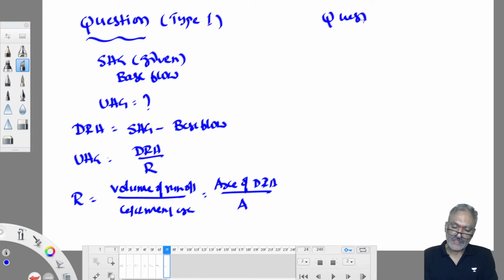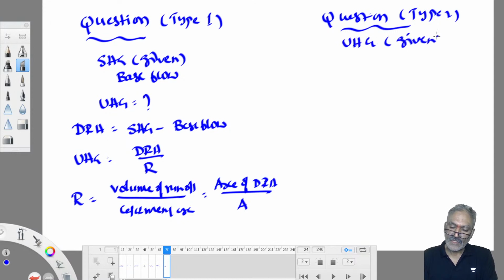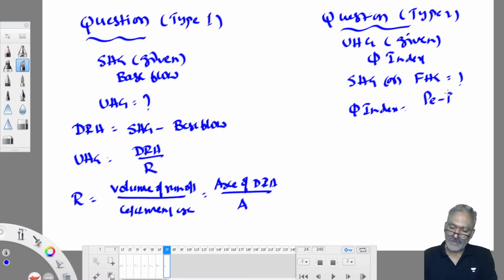Some other type of question is type 2, where the unit hydrograph will be given to you, along with the pi index. Then you are expected to find out the storm hydrograph or flood hydrograph. So what to do? Using the pi index, you can find out runoff. Pi index is equal to (P minus R) by T. Everything is given to you. T is nothing but D, the storm duration. So from this you can find out R.